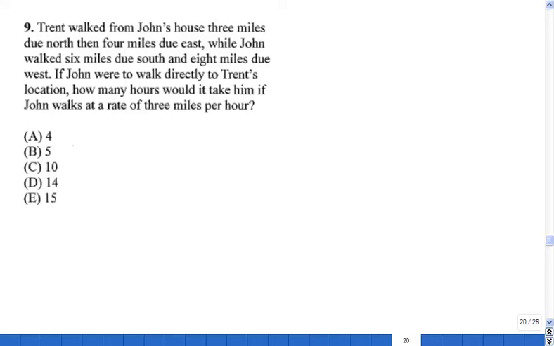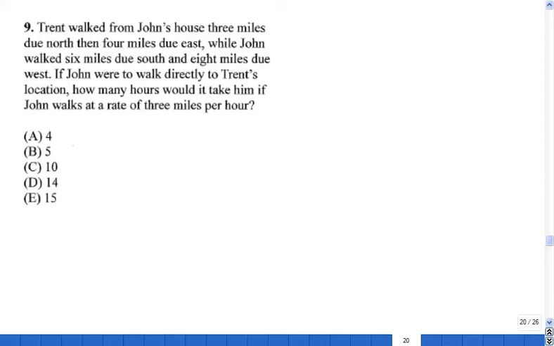Problem number 9, proficiency SAT ACT. Trent walked from John's house 3 miles due north, then 4 miles due east, while John walked 6 miles due south and 8 miles due west. If John were to walk directly to Trent's location, how many hours would it take him if John walks at the rate of 3 miles per hour?